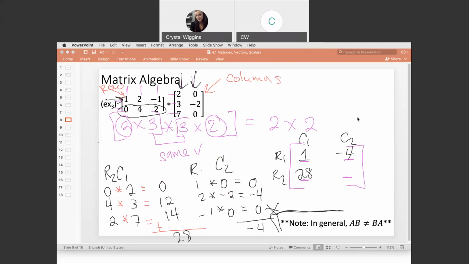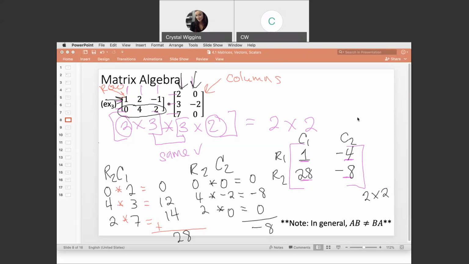And then we are going to do row 2, column 2. Let me make some room for that. So I'm erasing the row 1 stuff. Okay. So our row 2 again is 0, 4, 2. Column 2 is 0, negative 2, 0. 0 times 0 is 0. 4 times negative 2 is negative 8. And 2 times 0 is 0, giving us our row 2, column 2 element to be negative 8. So this 2 by 2 matrix is our product result.